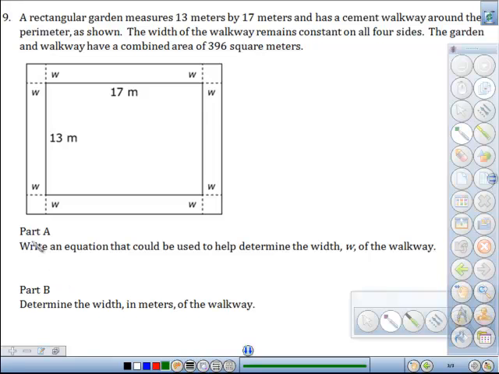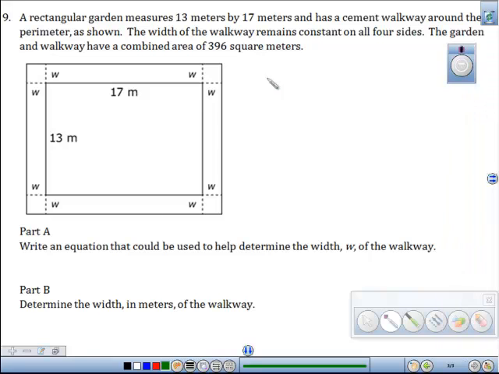So let's see what we have to do. Part A, it says write an equation that could be used to help determine the width. Okay, so we'll start there. Well, we know that when it comes to the area, the area is the length times the width. So length times the width equals 396. So let's see if we can figure out what the length is, or maybe we'll start with the width, I guess. So here we have W plus 17, and then another W. So the distance from this side to this side would be 2 of the W's plus 17. Okay, that's what we know.